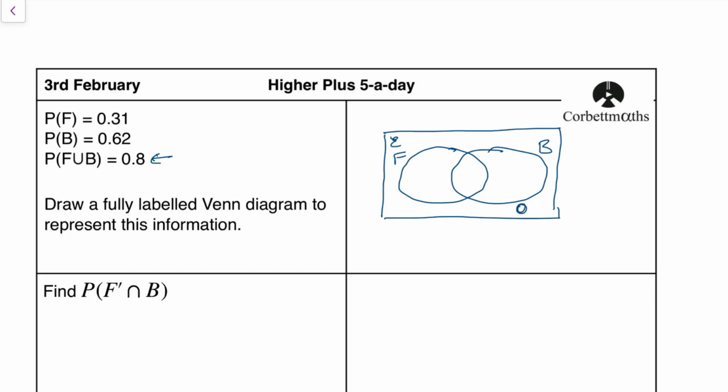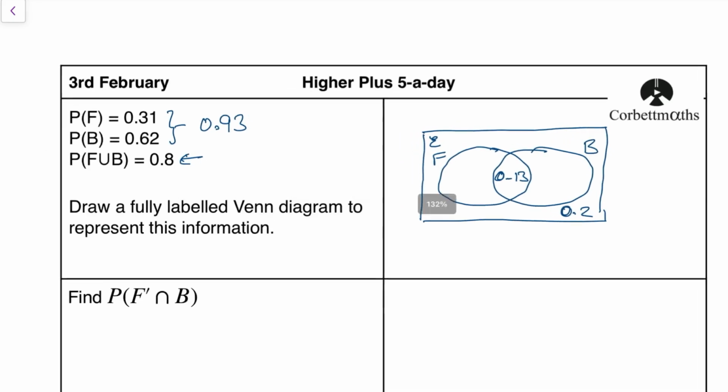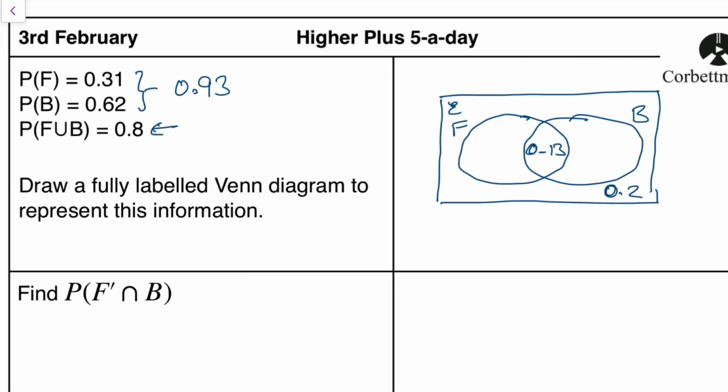So that means the probability of being in neither is 0.2. Then these numbers here, well, they add up to 0.93 to be more correct. So 0.93 is 0.13 above 0.8. So I need to double count 0.13. In other words, 0.13 must go in this centre bit here. Let's zoom in so you can see what I'm doing a bit clearer. So that must go in there.